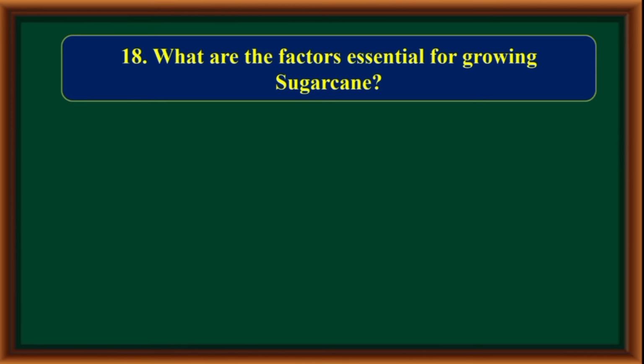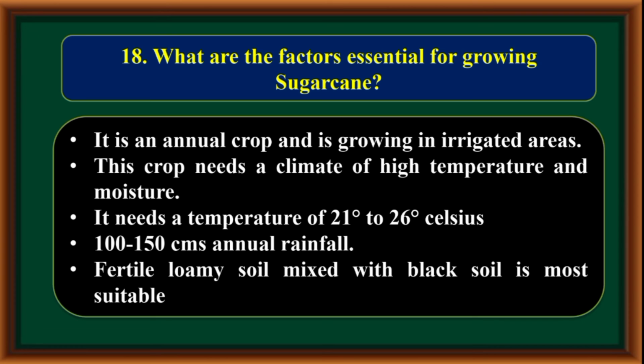What are the factors essential for growing sugarcane? It is an annual crop and is grown in irrigated areas. This crop needs a climate of high temperature and moisture. It needs a temperature of 21 to 26 degrees Celsius and 100 to 150 centimeters annual rainfall. Fertile loamy soil mixed with black soil is most suitable.